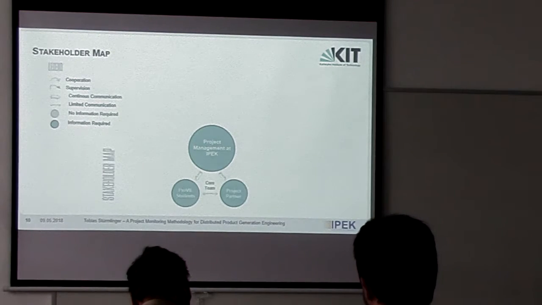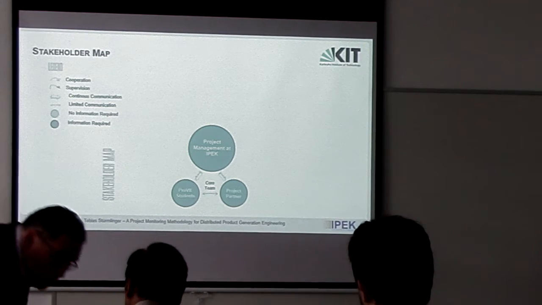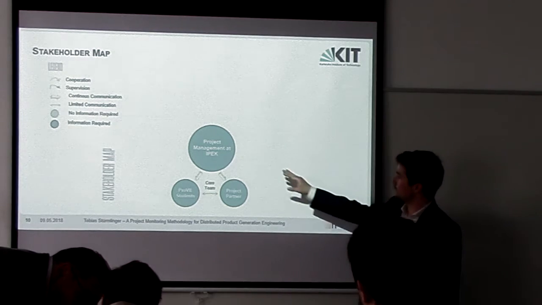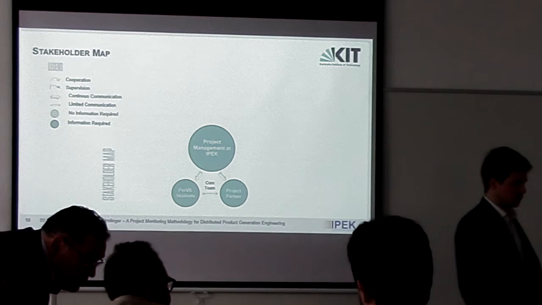Let's get to the stakeholder map. First, we have a core team: the project management at our institute, and of course the project partner and the students who are working in this project. The project management is in continuous communication with the students and the project partner.